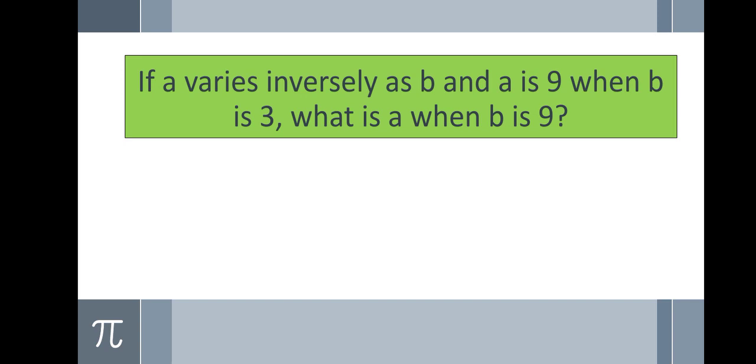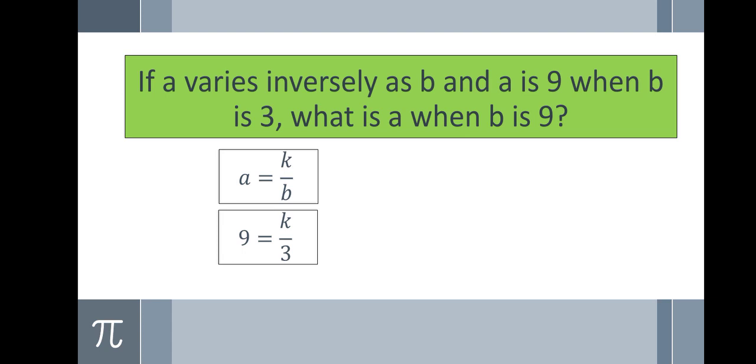A varies inversely as b and a is 9 when b is 3. What is a when b is 9? Inversely is divide. A varies inversely as b. Now we will use a is 9 when b is 3 first to get the ratio of proportionality or constant of proportionality. That is, 9 is equal to k over 3. Cross multiply, 9 times 3 is 27. That is the constant of proportionality.